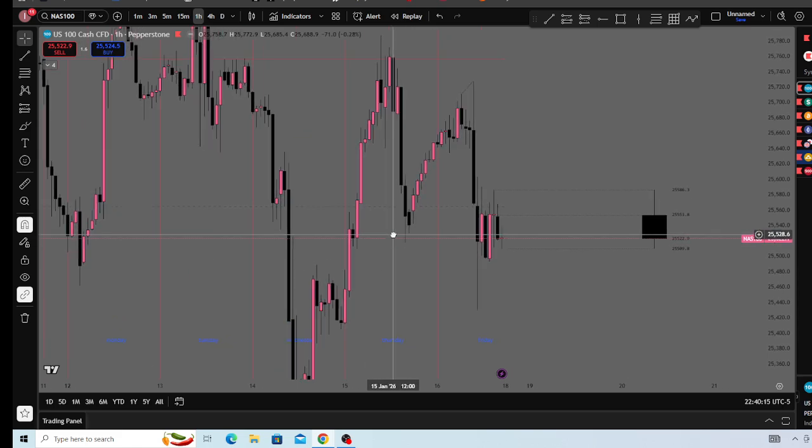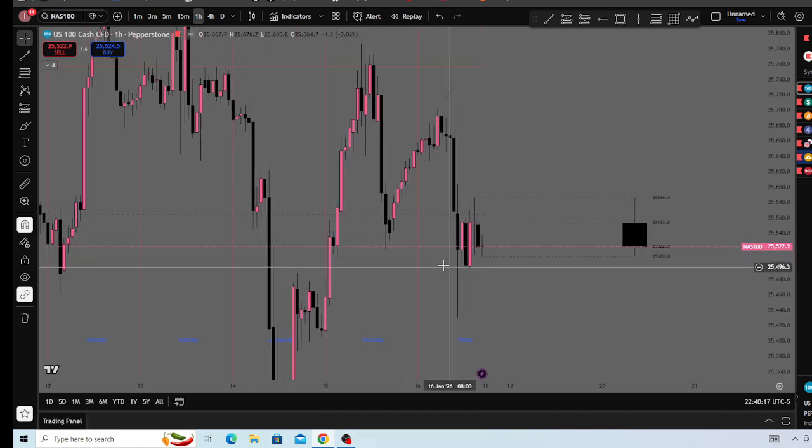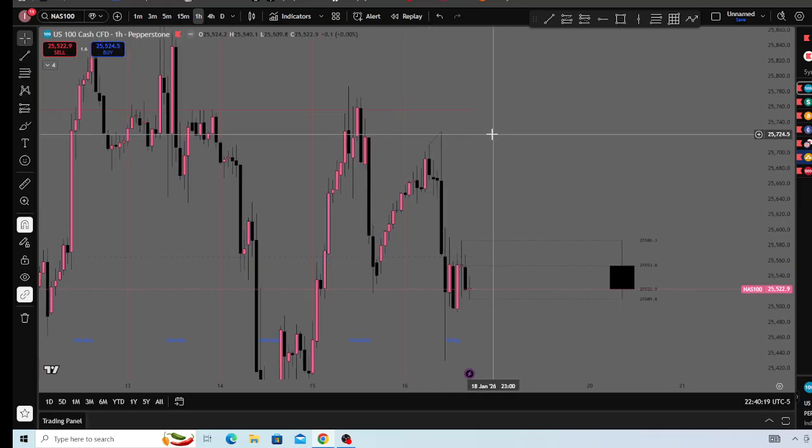Just know we had relative equal lows and this nice fair value gap that we wanted to test into after we grabbed this internal liquidity.